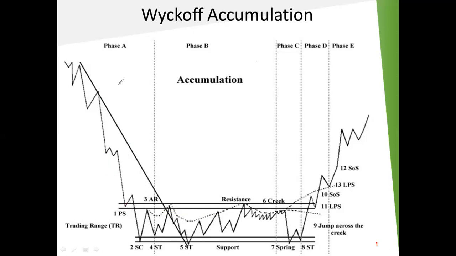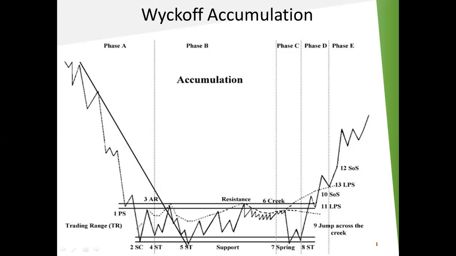Once we are in phase A, the first thing which we identify is preliminary supply or preliminary buying, which is followed by the selling climax. There would be a pullback towards the upside, which would be much bigger than other respective corrections. So this is a preliminary buying, it has to be PS. This is not my schematic, it's the schematic of Wyckoff. I tried my level best to get the original versions.